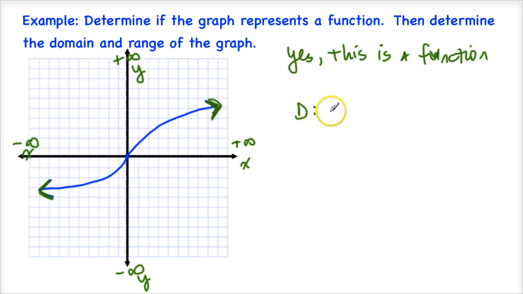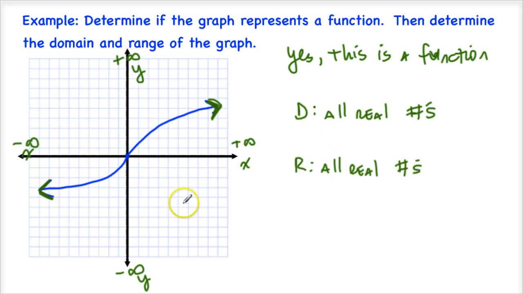The domain is going to be all real numbers, and you could use set notation or interval notation, or even just write it out, all real numbers. And the range is also going to be all real numbers because it extends off to infinity in both directions. So here if I used interval notation, negative infinity, positive infinity for both of these, and if you wanted to use set builder notation, remember for domain, it's the x values such that x is a real number, and here you'd have y values such that y is a real number.